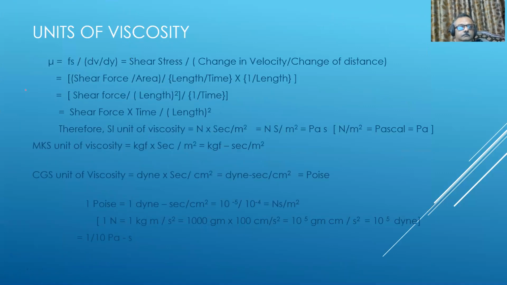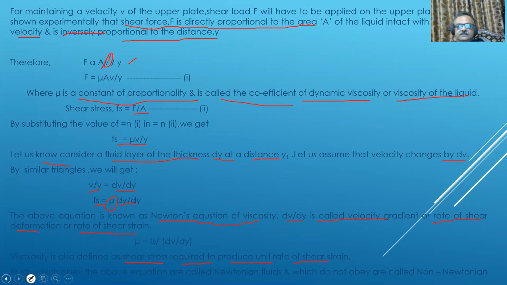So this resistance is called viscosity. The shear resistance provided by the lower layer to the upper layer, that is called viscosity of the liquid, or you can also call it the dynamic viscosity.